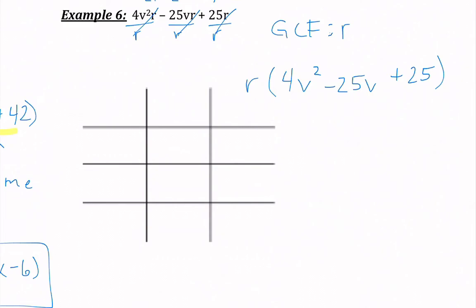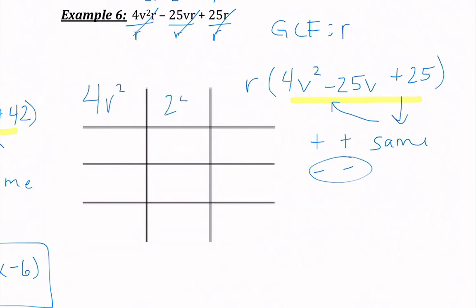Okay, so this is the part that I have to tic-tac-toe. I look at my last sign. It's a plus sign telling me the signs will be the same. So I know it will either be a plus and a plus or a minus and a minus. I look at the first sign to tell me which one. So I know they both have to be minus signs. All right, I'm going to put this 4V squared in the first box, this 25 in the box beside it. And then I put my middle term, including my sign, in the bottom one.